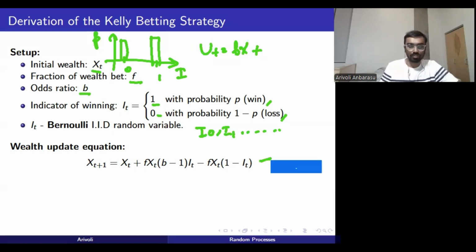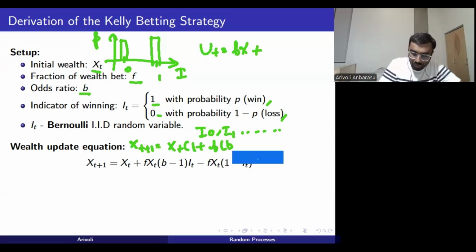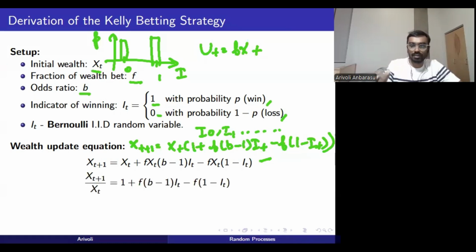Let's take ut equal to f of xt, and then we have the wealth update equation as shown below. Let's take xt common, and we would have xt plus 1 equal to xt times 1 plus f times p minus 1 it minus f times 1 minus it. Assuming xt is not equal to 0, we get the ratio of xt plus 1 and xt.